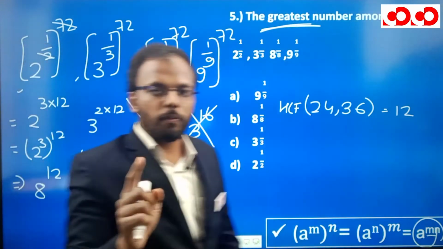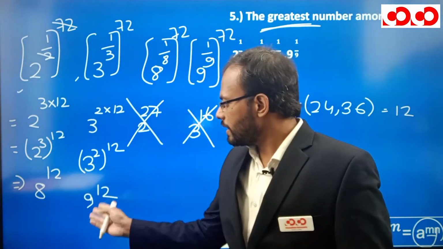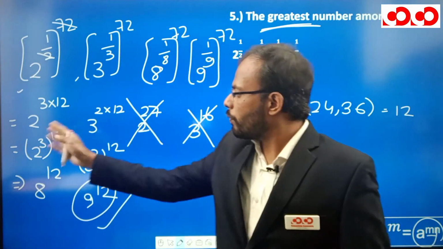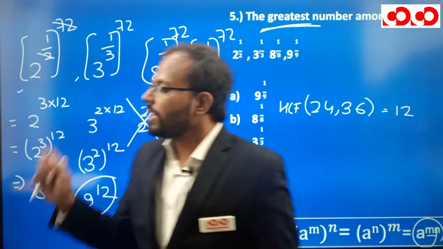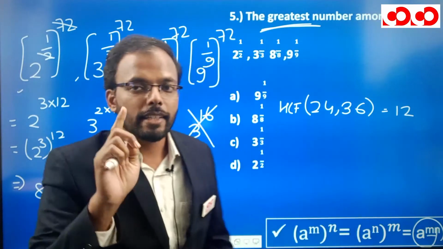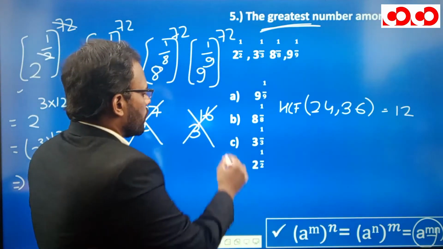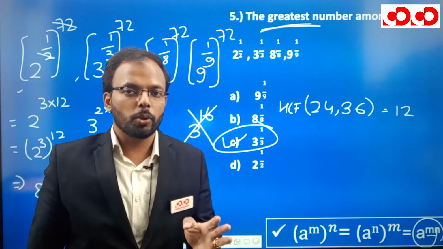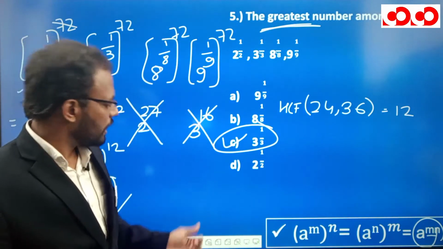The power is the same for both, but here the base is 9, there the base is 8. Of course this number is bigger, and among all the four this number is going to be the biggest. That means the corresponding number, 3 to the power 1/3, is the largest number among these. So the answer will be 3 to the power 1/3 is the largest number. I hope it is clear to you. Let's move on to the sixth question.